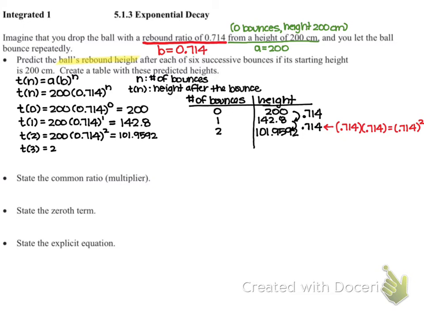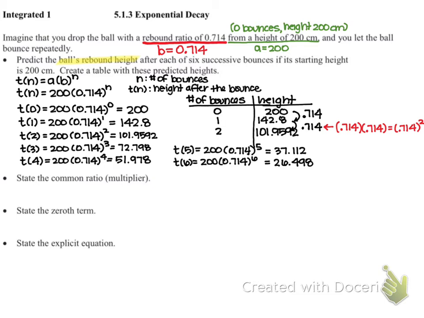So after 3 bounces, we would have multiplied by the ratio 3 times. So if we type that in, we would get 72. Notice the ball isn't bouncing as high as it was, which is exactly what we expect. So T of 4. So on and so forth. And go ahead and fill in the rest of this table. So at this point, I have all of the different heights that the ball was at after completing that bounce and coming back up to its maximum peak before it starts falling back down again.